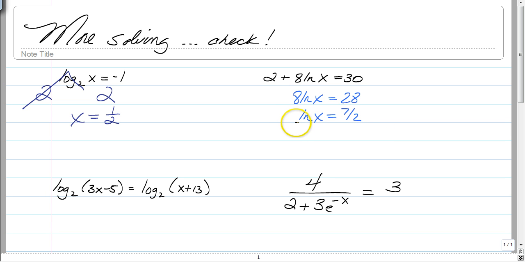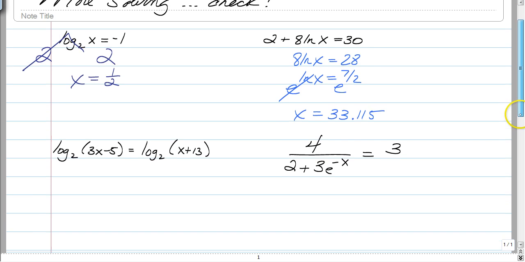Then to get rid of the natural log, you need to make e the base of both sides, and that will cancel the e and the ln. So you have x is equal to e to the 7/2 power, which is approximately 33.115. All right, that's that.